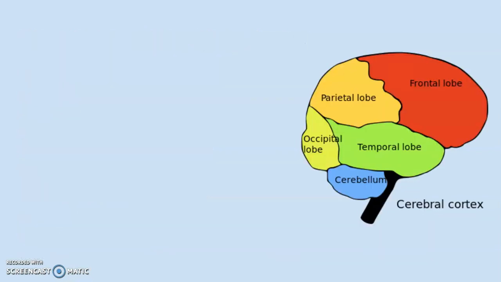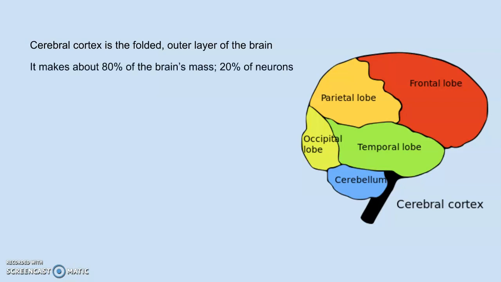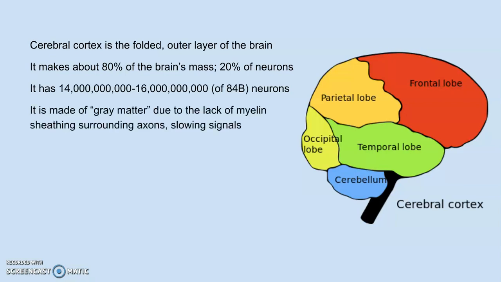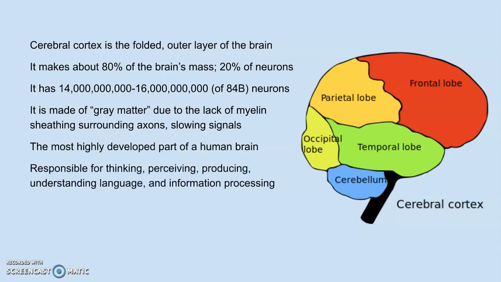Cerebral cortex is the folded outer layer of the brain, and it makes up about 80% of human brain mass, but it only contains about 20% of the neurons. This section of the brain has between 14 and 16 billion neurons out of 84 billion neurons. It is made of gray matter due to the lack of myelin sheathing surrounding nerve axons, which slows the signals. This area of the brain is the most highly developed part of the human brain. It is responsible for thinking, perceiving, producing, understanding language, and information processing.